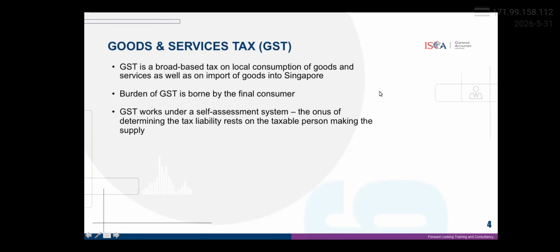Now, GST is a broad-based tax on local consumption of goods and services, as well as importation of goods into Singapore. The burden of GST is borne by the final consumer. The GST works under a self-assessment system, and the onus of determining the tax liability rests on the taxable person making the supply.